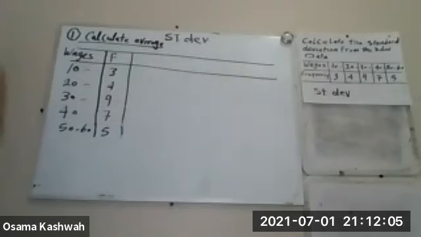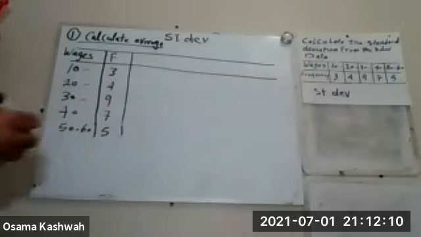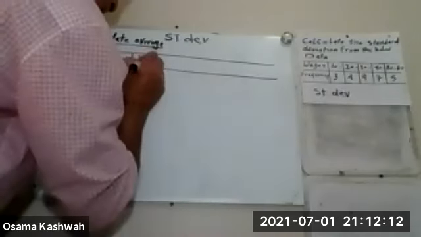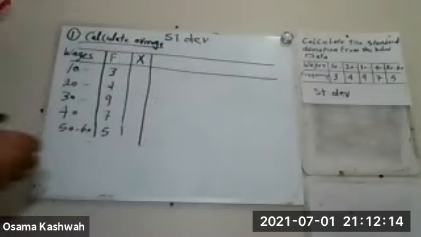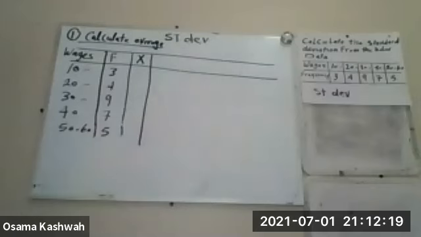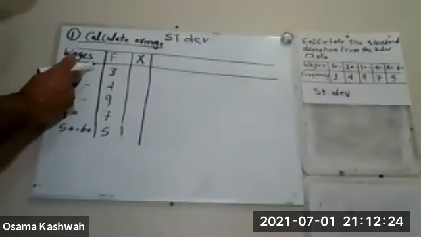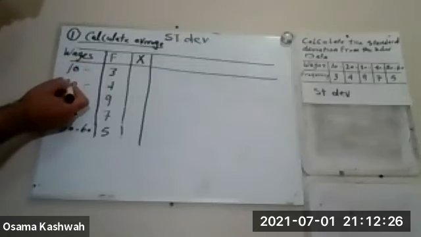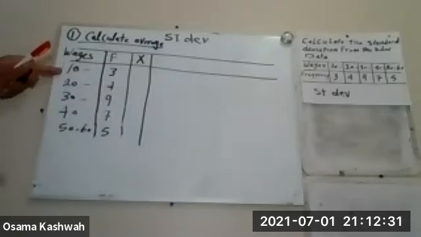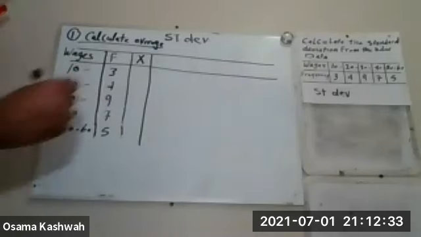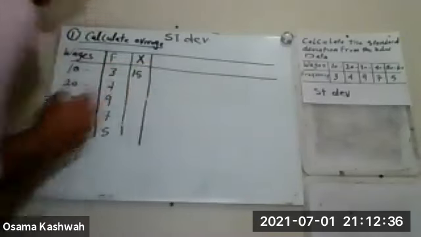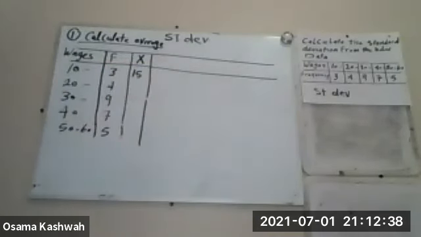Okay, this is the first point. Then, as we calculated before, to get the average we will calculate the midpoint, X. X is the midpoint. How do we calculate the midpoint? The midpoint is the start of the denomination plus the end of the denomination, divided by 2. For example, 10 plus 20 is 30, divided by 2 is 15. Again, I will write it here.